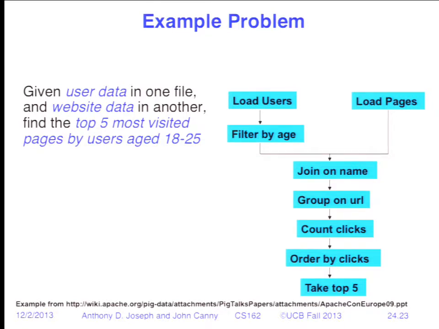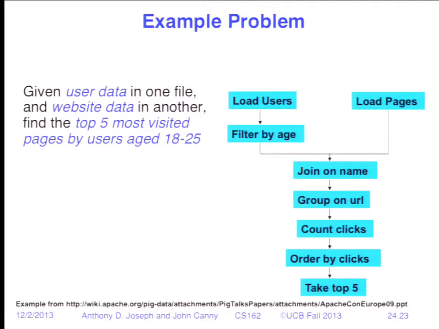I load my users table, I load my pages table, I filter my users by age, so 18 to 25, and then I join these two tables, pages, page visits, and users by name. Okay, because I have the name associated with a click. That's what cookies and other things get you. And then I'm going to group by URL. So I want to gather up all the same URLs.